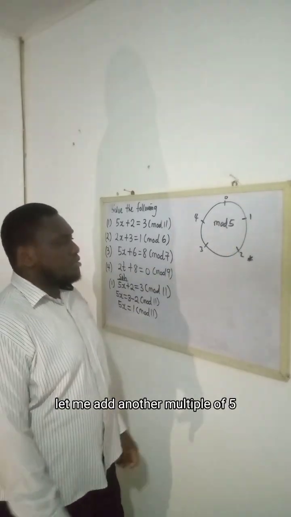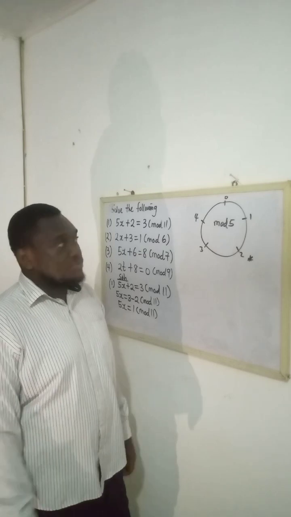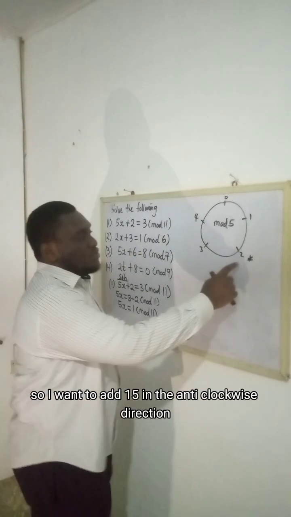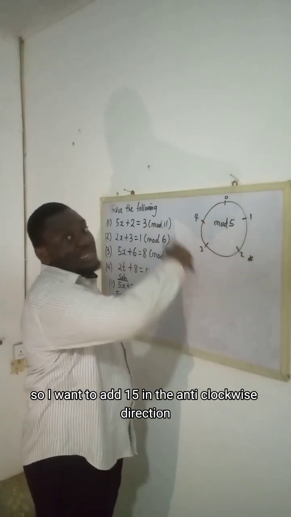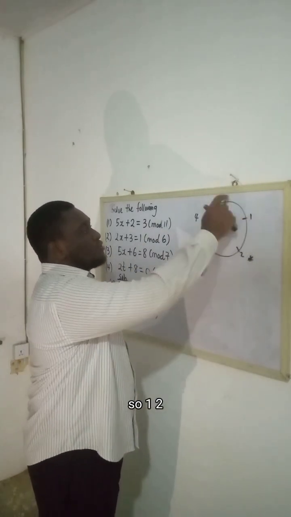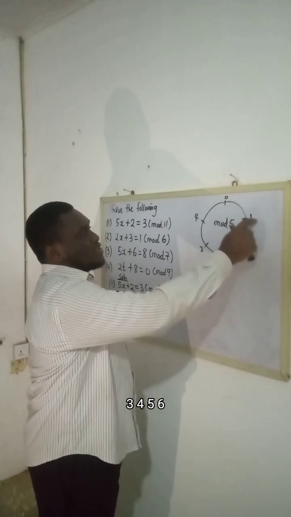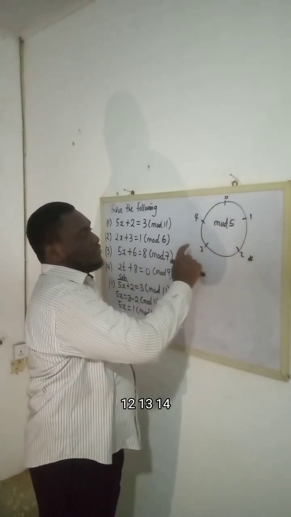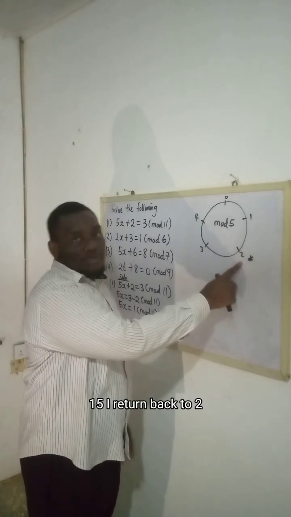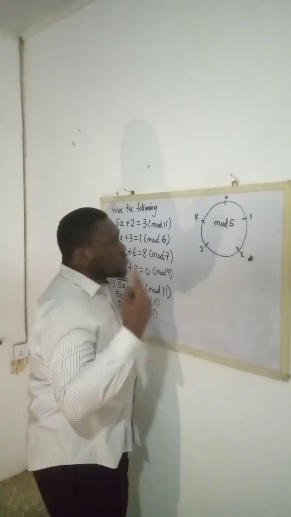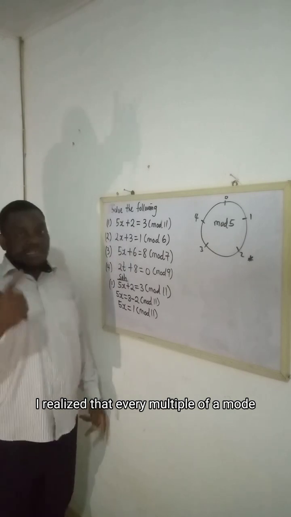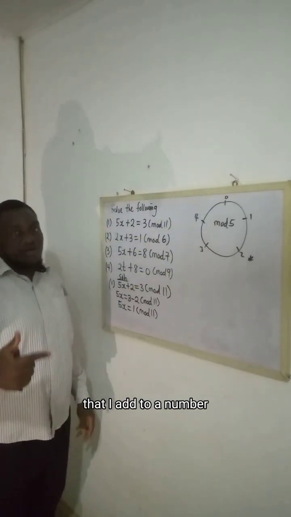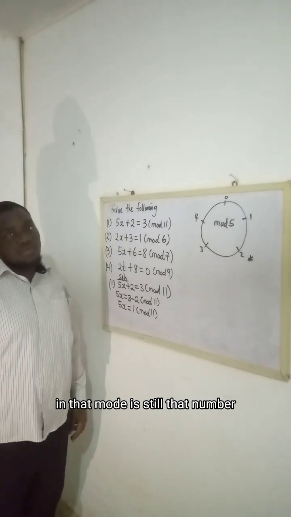Let me add another multiple of 5, let's say 15. And let me go in the anti-clockwise direction and see whether it changes. So I want to add 15 in the anti-clockwise direction. So 1, 2, 3, 4, 5, 6, 7, 8, 9, 10, 11, 12, 13, 14, 15. I return back to 2. So with that knowledge, I realize that every multiple of a mod that I add to a number in that mod is still that number.